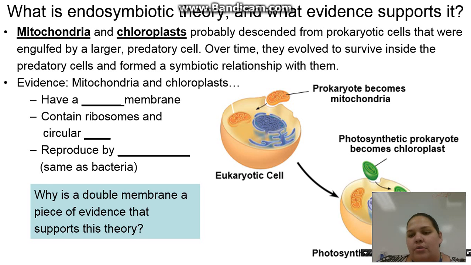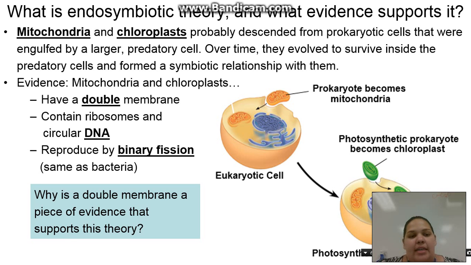Mitochondria and chloroplasts probably descended from prokaryotic cells that were engulfed by a larger predatory cell. Over time, they evolved to survive inside the predatory cells and formed a symbiotic relationship with them. So here's evidence of mitochondria and chloroplasts. They have a double membrane.